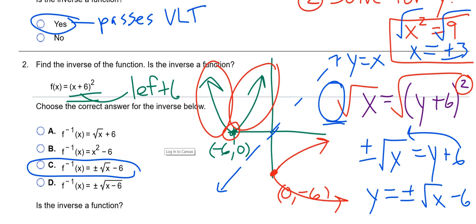Now, what part of the red graph is the positive square root? Look at that red parabola, that sideways opening thing. Which part of this thing is the positive square root? Is it the top half or the bottom half? Top, that's the positive. So what's this thing? It's the negative. The picture shows you that you need the plus and the minus.